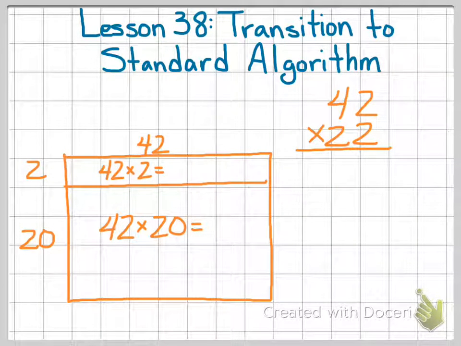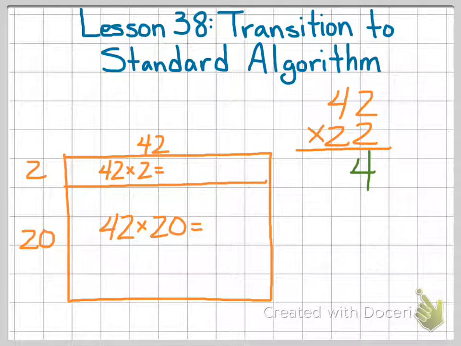Okay, so when we set up the problem, we look at 42 as a whole, but we know we're going to be breaking the 22 up and considering 2 times 42, and then in the second line of the problem, 20 times 42. So when we look at our standard algorithm, we start with the 2 in the ones place and multiply 2 times 2. 2 times 2 is 4. Then we multiply 2 ones times 4 tens in the top there.